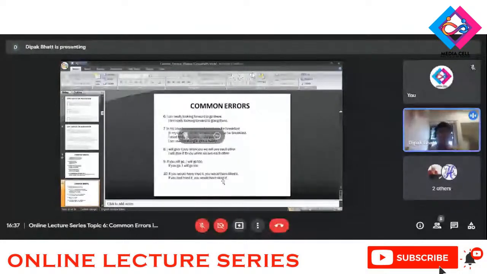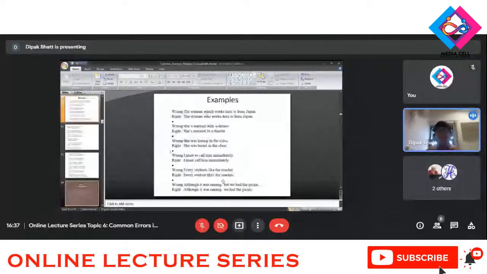So these are the 10 types of varieties which I have talked about, fine. Here I have taken a lot of examples, but I'll not go individually through all of them. Rather, I will just pick up a few sentences to help you understand the errors that we generally make. So here, first sentence: the woman which works here is from Japan. So here that which is wrong.